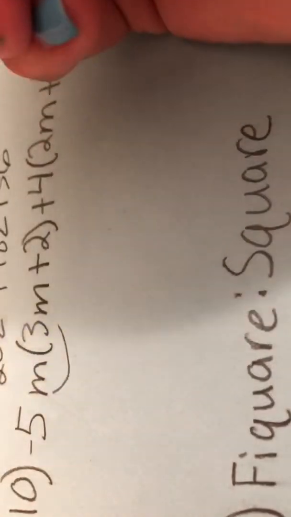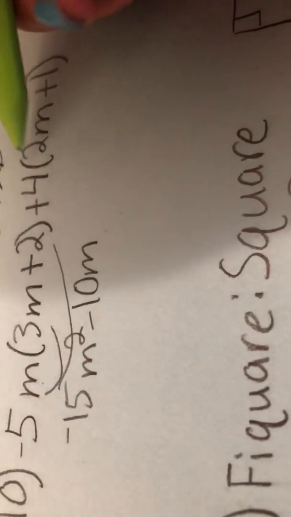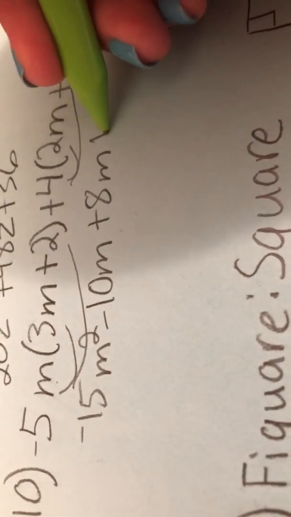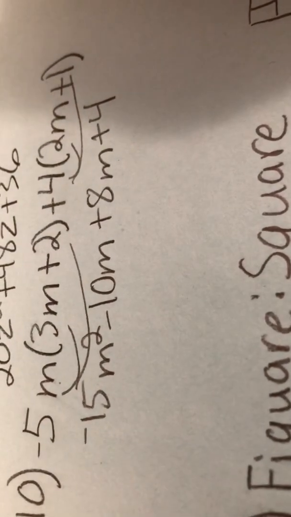Distribute the negative 5m. So you have a negative 15m squared, negative 10m. Distribute the 4. So you have positive 8m and plus 4. Combining like terms, our like terms are that negative 10m and that 8m. So you have negative 15m squared, negative 2m, and plus 4.